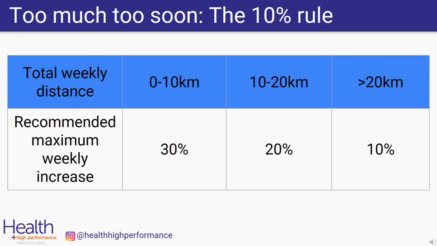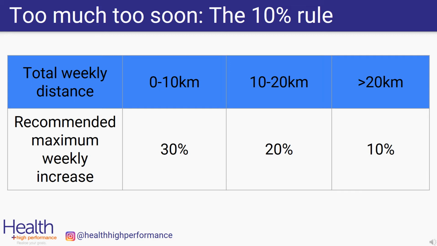So which is it? Should you increase by 10 or 30%? Well, we like to use this little table here, and if you're beginning to run and you're running less than 10 kilometers per week, if you were to increase by 10%, it would take you an unnecessarily long time to build up your mileage. For example, 10% of 5 kilometers is only 500 meters per week. So in this case, increasing by 30% is acceptable.